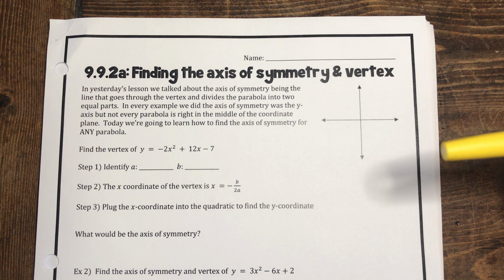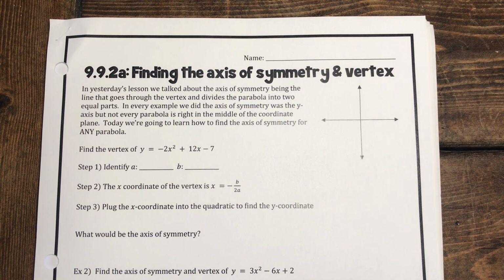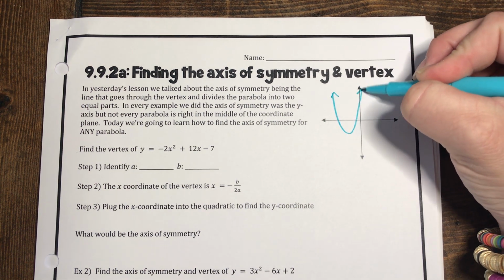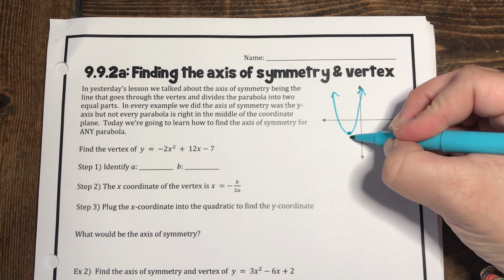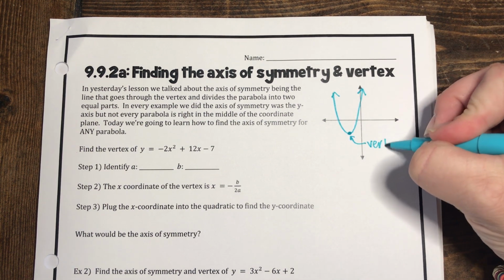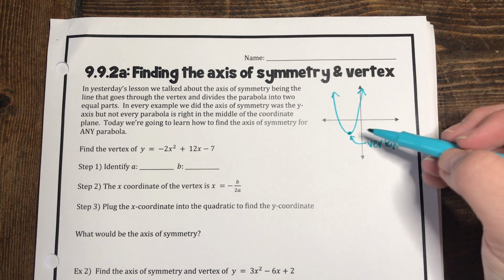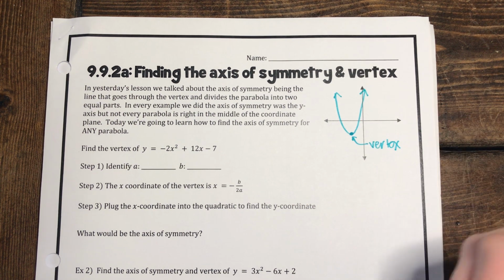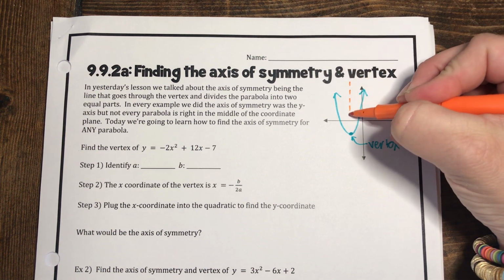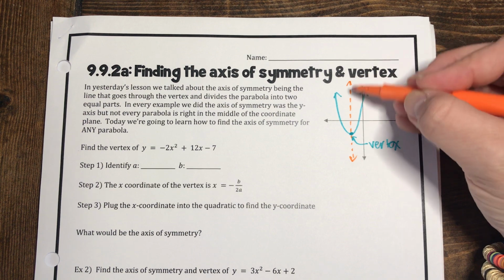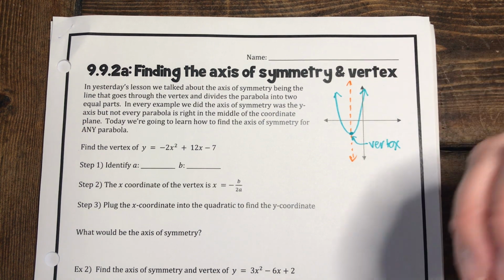And so today we're going to figure out how to find the axis of symmetry and the vertex of any parabola. For example, you could have a parabola that looked like this, and this is the vertex, and that's not on the y-axis. If we know the vertex, then we can start picking points to the left and the right to graph it. But we have to know where the vertex is, and then the axis of symmetry, like this. Yesterday the axis of symmetry was always the y-axis. Today, it's going to be an arbitrary x value.